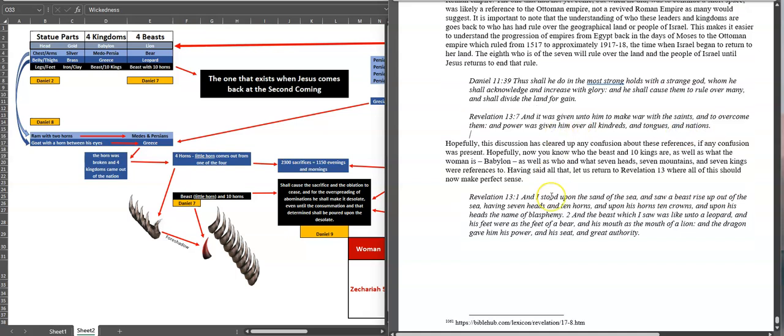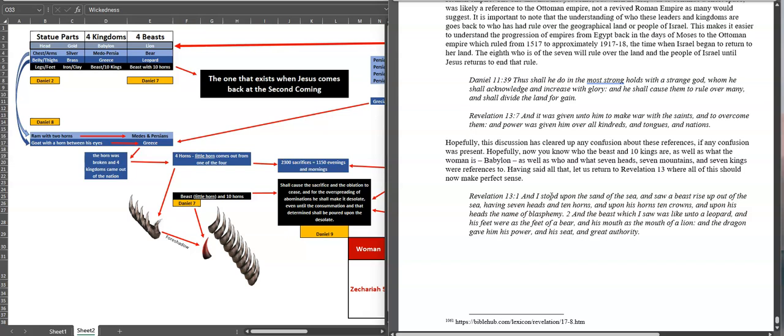Now, hopefully this discussion has cleared up any confusion about these references, if any confusion was present. Hopefully now you know who the beast and the 10 kings are, as well as what the woman is, Babylon, as well as who and what 7 heads, 7 mountains, and 7 kings were references to. Having said all that, let us return to Revelation 13, where all of this should now make perfect sense.